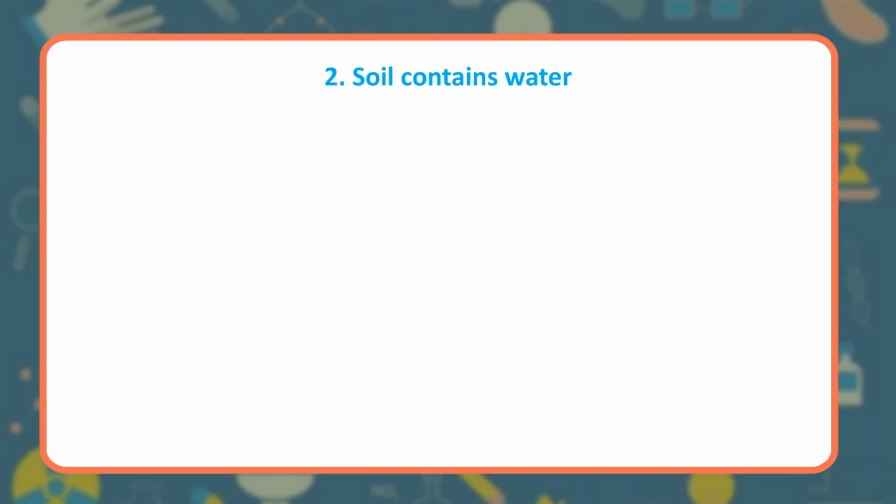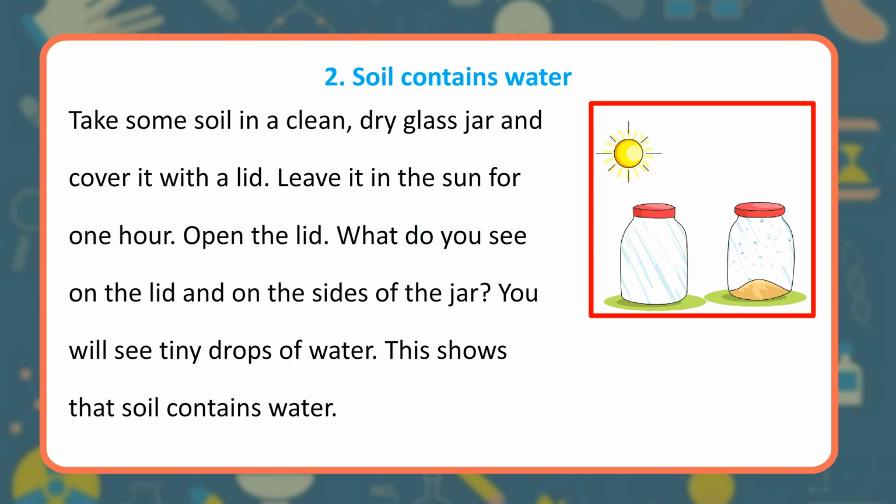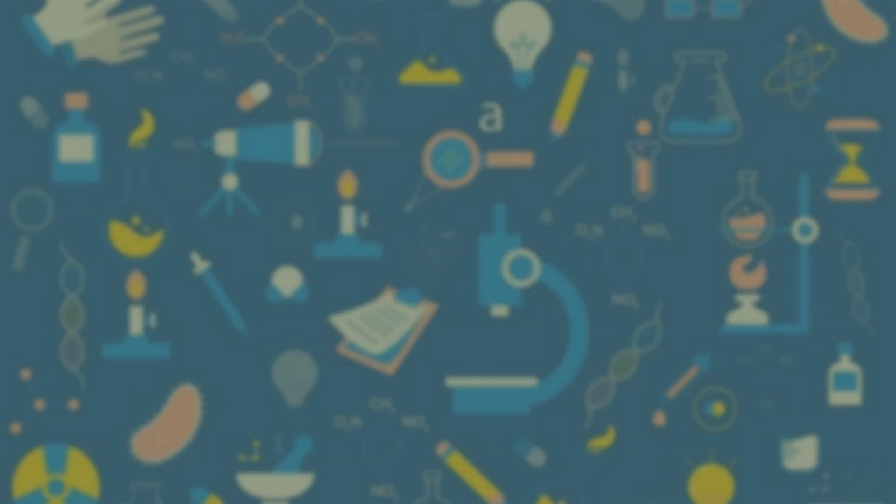2. Soil contains water. Take some soil in a clean, dry glass jar and cover it with a lid. Leave it in the sun for 1 hour. Open the lid. What do you see on the lid and on the sides of the jar? You will see tiny drops of water. This shows that soil contains water.